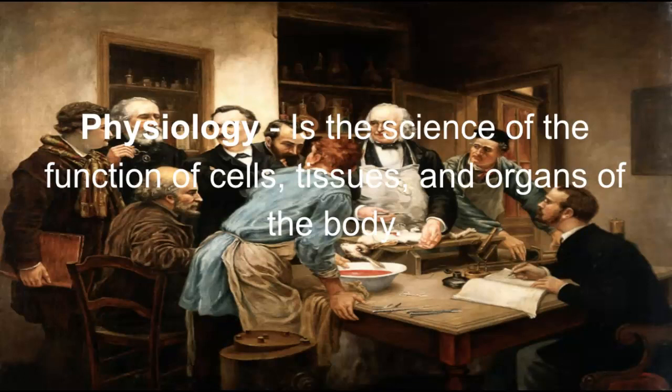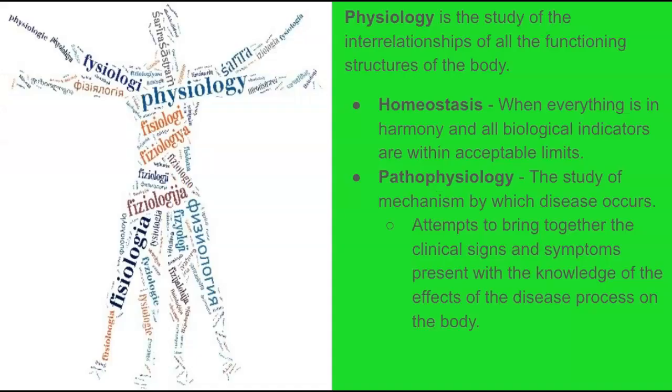Physiology is the science of the function of cells, tissues, and organs of the body. So you can see how they work together, anatomy and physiology. Physiology is the study of interrelationships of all the functioning structures of the body. There's homeostasis, which is when everything is in harmony and all biological indicators are within acceptable limits.